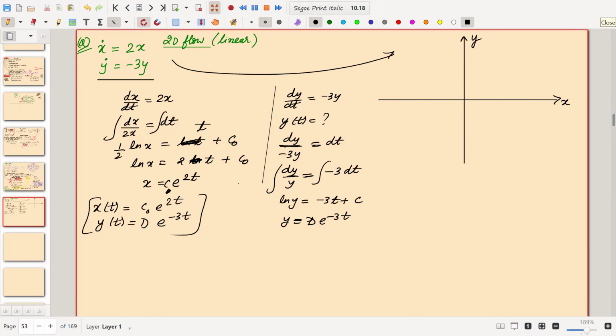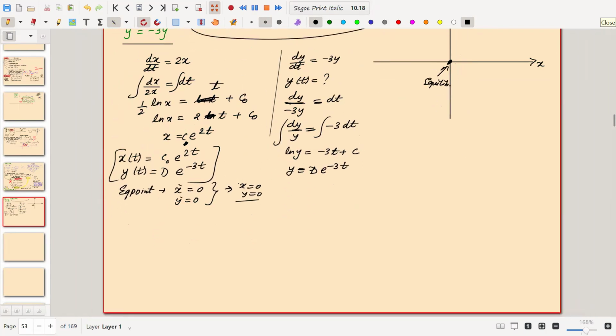Agree? Does this flow have an equilibrium point? Yes. How will you find the equilibrium point? Set x dot equal to 0, y dot equal to 0. What you get? x equal to 0 and y equal to 0. So the origin is an equilibrium point, right?